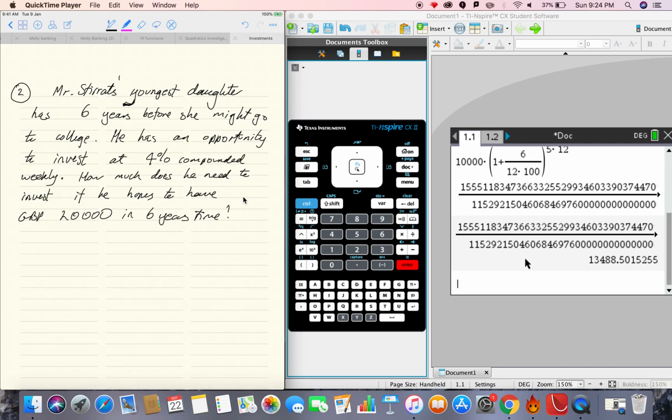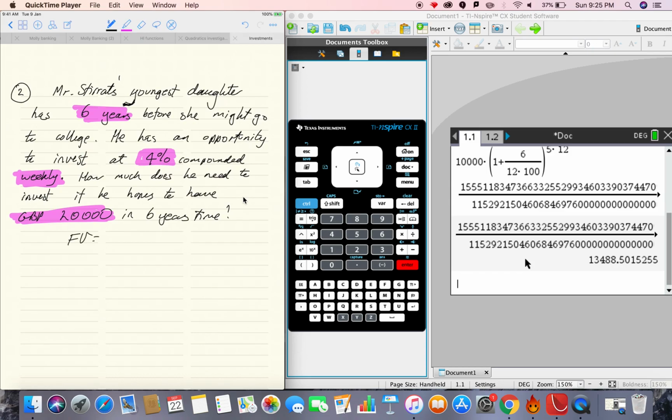Mr. Stewart's youngest daughter has 6 years before she might go to college, so that's going to be a crucial bit of information. He has an opportunity to invest, so there's a clue that financial maths is on its way. Invest at 4%, so maybe the compound interest formula, compounded weekly, 52 interest payments per year. How much does he need to invest if he hopes to have a final value of GBP 20,000? So I think we've established that it's the compound interest formula.